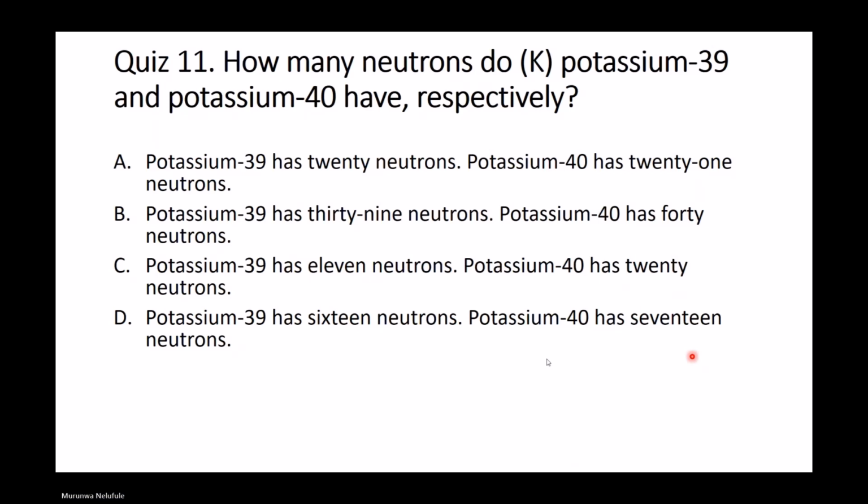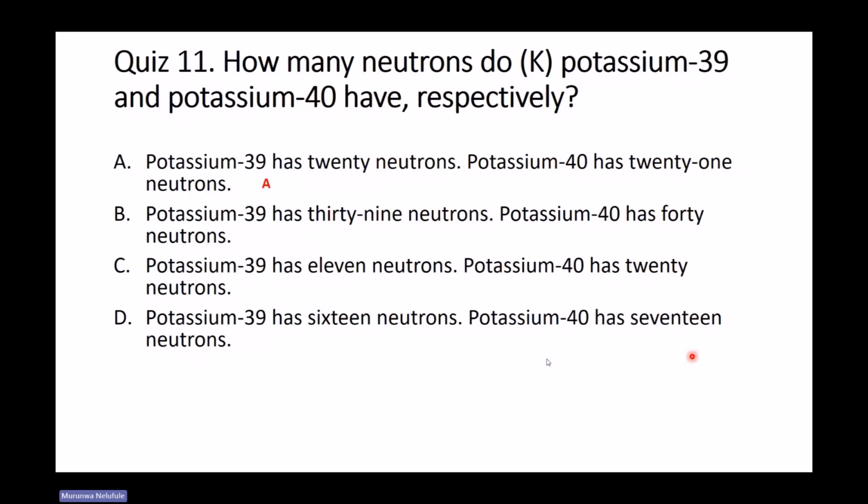A. The answer is A, because potassium is element number 19 in the periodic table, meaning it has 19 protons. So we take the 19 and subtract it from the mass number. And to be fair, most of these questions we are not supposed to answer from memory. You will be given a periodic table, so you need to have a look at it before you even attempt to answer these questions. But you are right. Potassium 39 has 20 neutrons, potassium 40 has 21 neutrons is the correct answer. The 19 is the number of protons potassium has, also known as the atomic number.